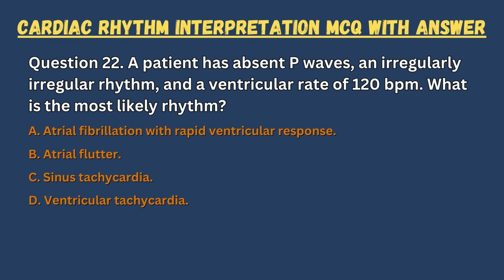Question 22. A patient has absent P waves, an irregular rhythm, and a ventricular rate of 120 BPM. What is the most likely rhythm? A. Atrial fibrillation with rapid ventricular response. B. Atrial flutter. C. Sinus tachycardia. D. Ventricular tachycardia.